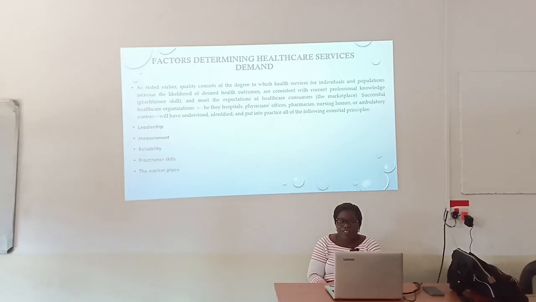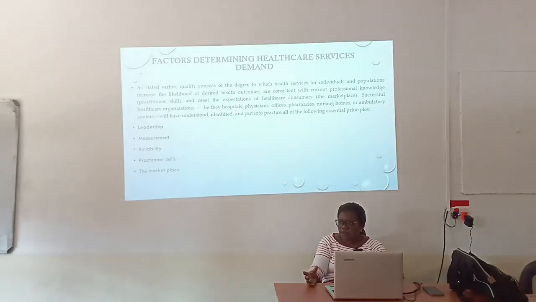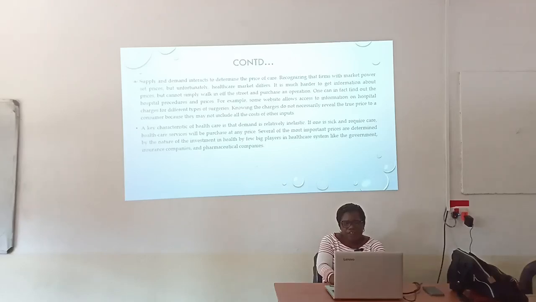So this is within the marketplace. What standards have been set in the marketplace of healthcare delivery services? Right? Yes. Furthermore, we look at supply and demand interactions that determine price of care. So recognizing that firms with market power set prices, right? Firms with market power set prices.